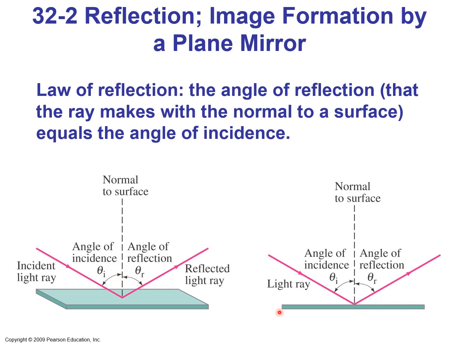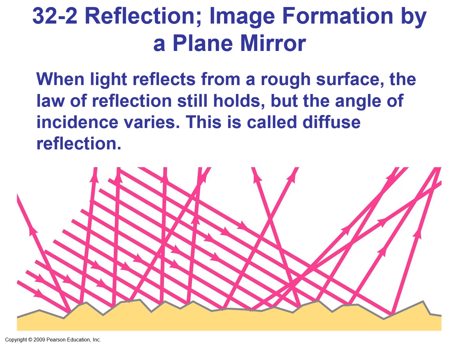We call the angle of incidence theta I and the angle of reflection theta R, and these two angles are equal. It might be clearer from the side view, a cross-sectional side view of a plane mirror, where rays of incident light bounce off the mirror at the same angle at which they reach the mirror. When light reflects from a rough surface, the law of reflection still holds, but the angle of incidence varies. This is called diffuse reflection.